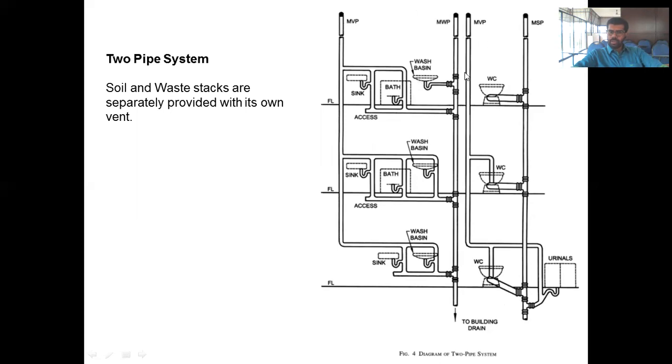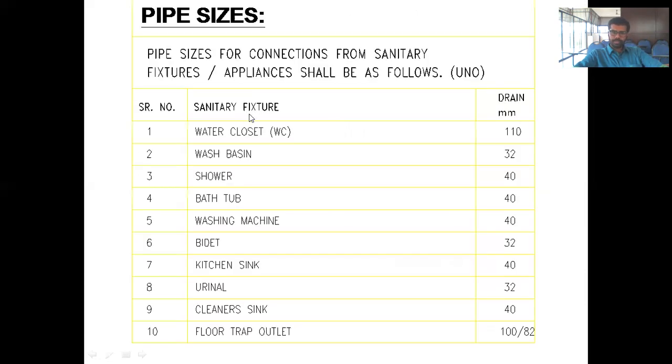For soil waste, a separate main soil pipe is there, and a main vent pipe is there. In this case, a main waste pipe is there, and a main vent pipe is there. So these are both separate. That is called a two pipe system. Normally we use the two pipe system.